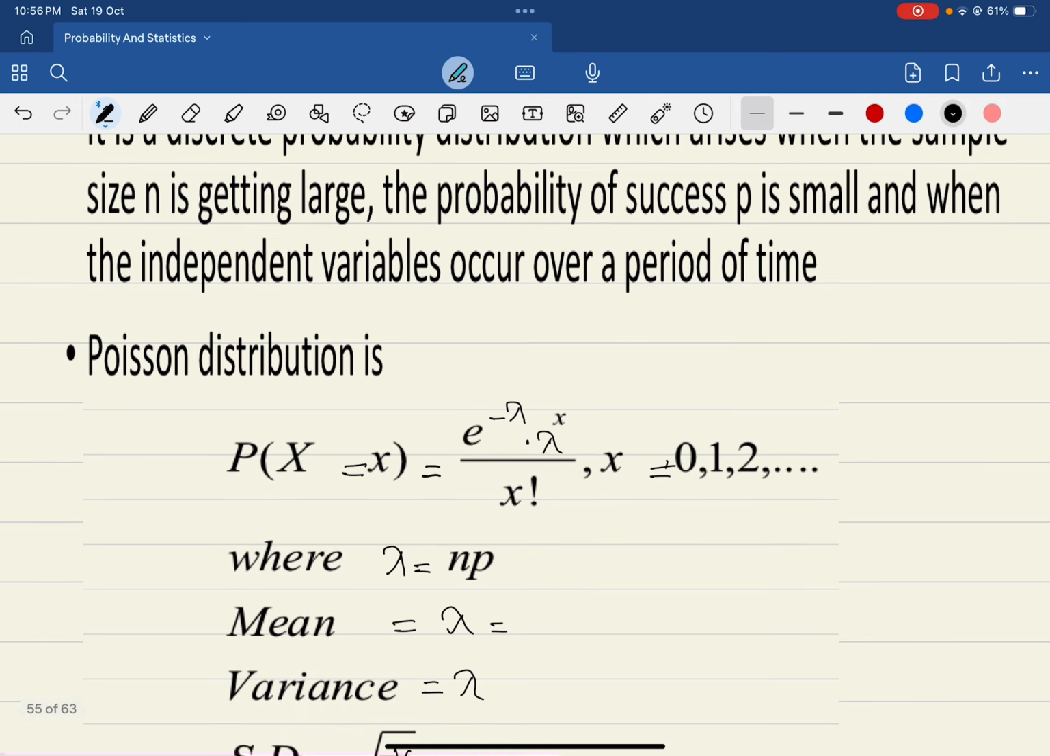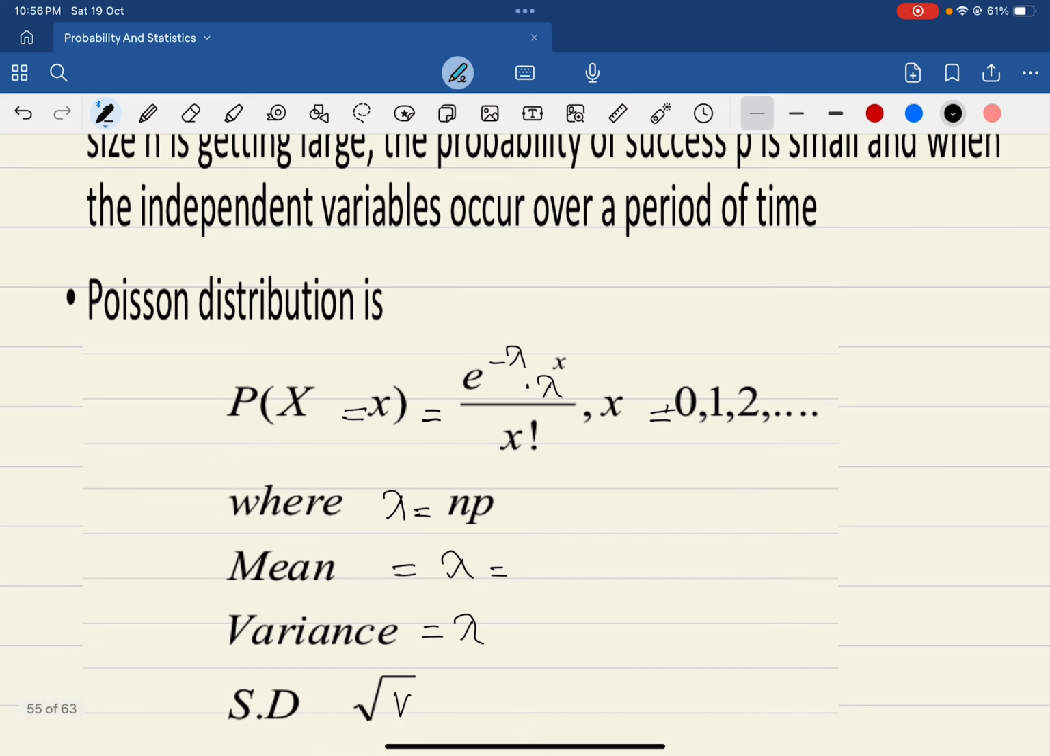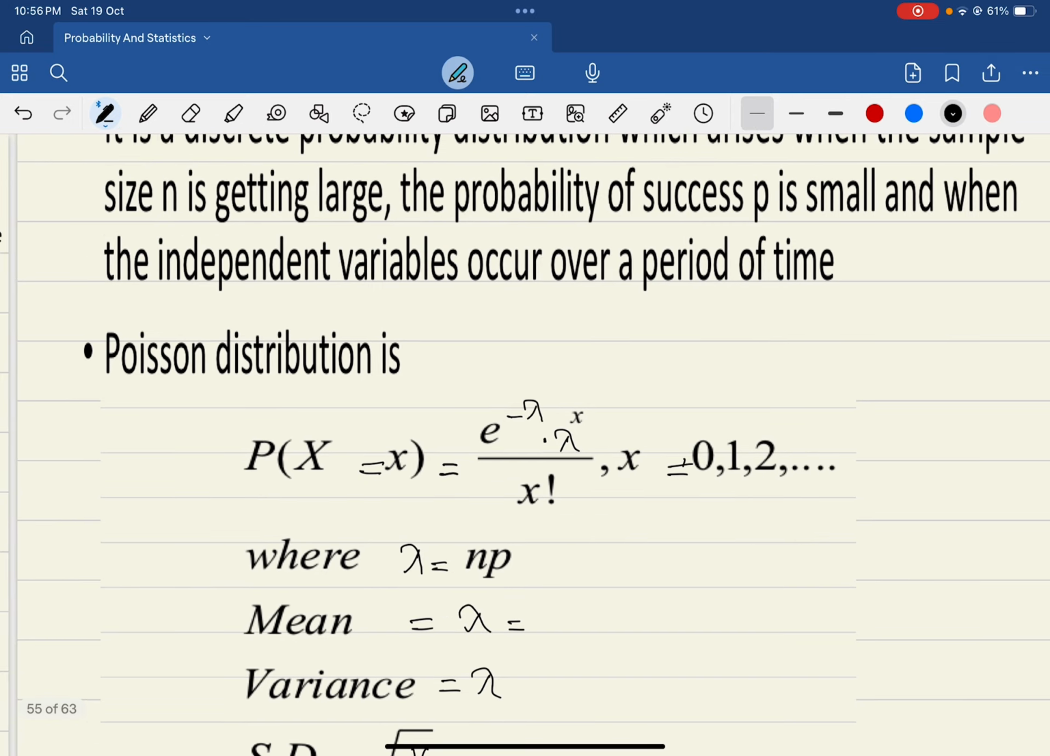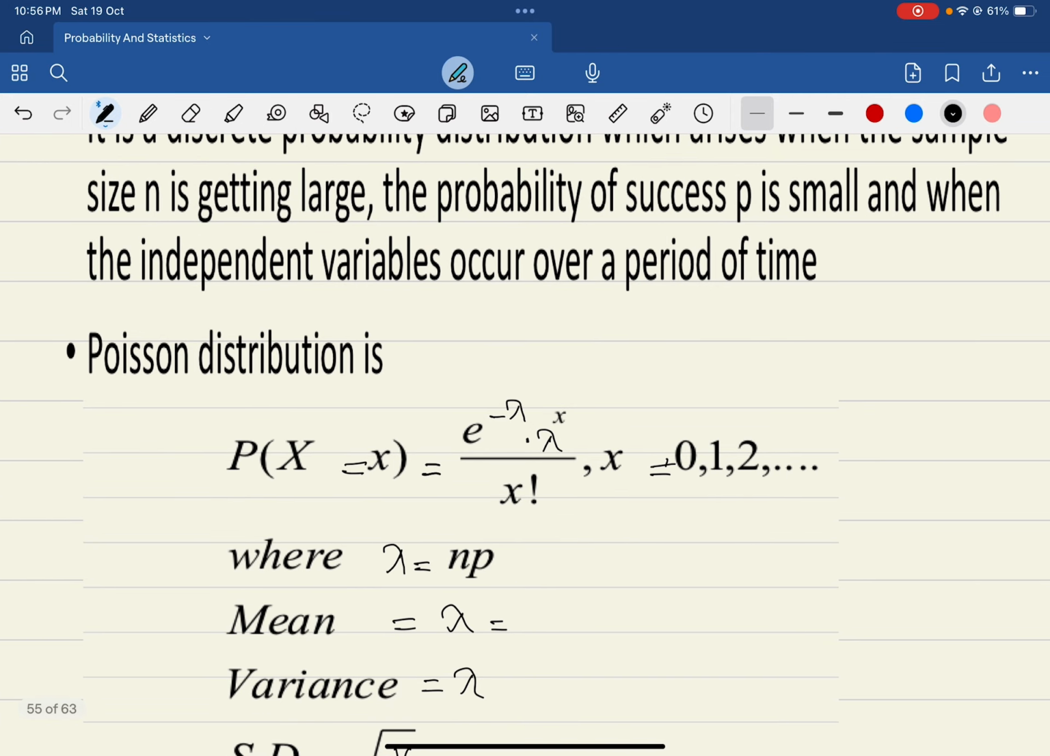What do you mean by lambda? Lambda is the mean. Mean is given by n into p. What is n here? n is the number of trials and p is the probability of success. So in this Poisson distribution, the mean and variance are the same. That means lambda is the mean, lambda is the variance, and the standard deviation is the square root of the variance.